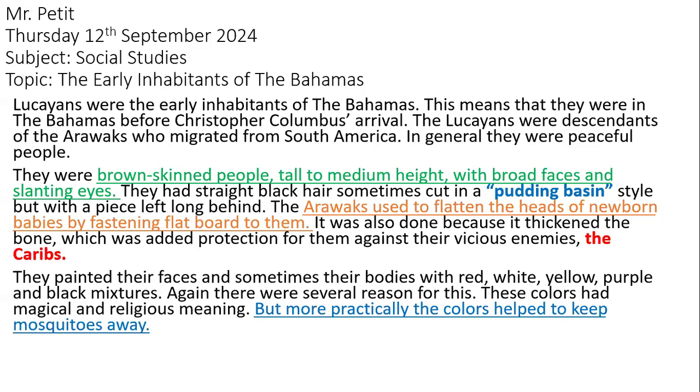Jermaine Moxie, where's Jermaine? Give me a color that the Arawaks used to paint their face with. Let me see. Yellow. Yellow, very good.